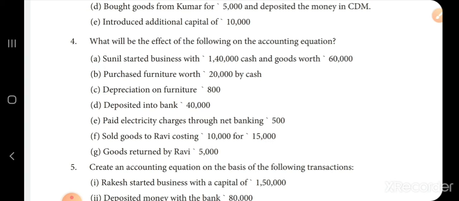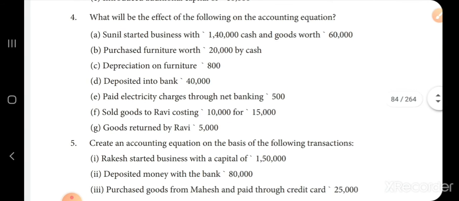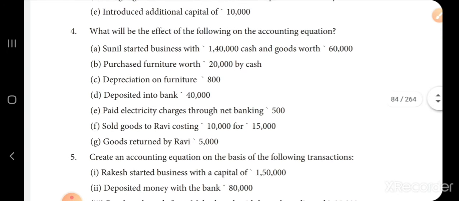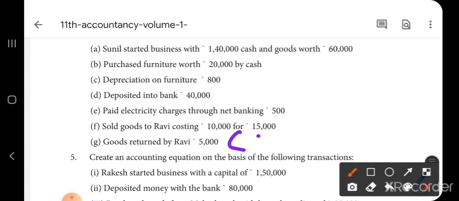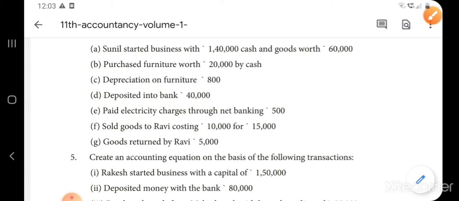Okay, goods returned by Ravi 5,000. Here one correction is there. Here you have to mention costing. In some books it is there, in some books it is not there. Costing rupees 4,000. Within brackets you have to write it for the transaction number G. Now see here, goods returned by Ravi 5,000 costing rupees 4,000.